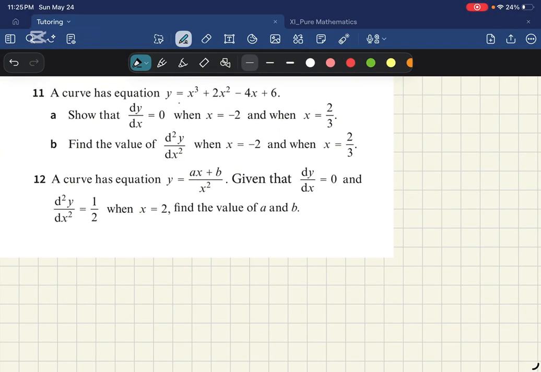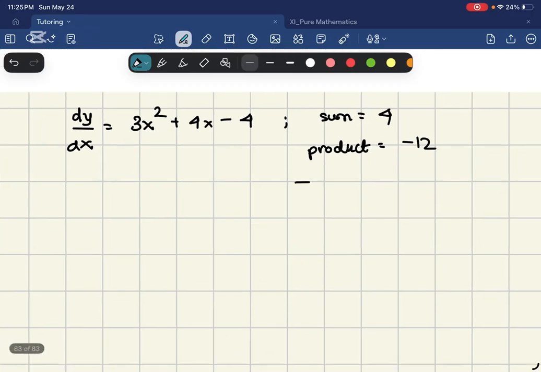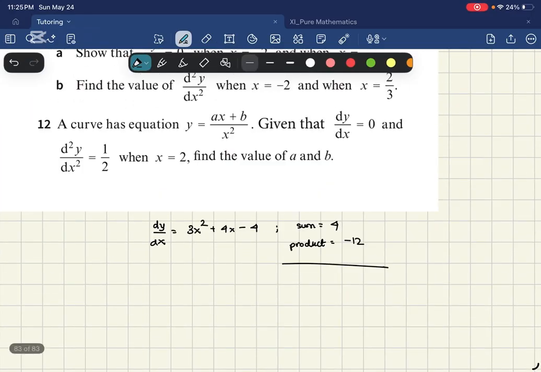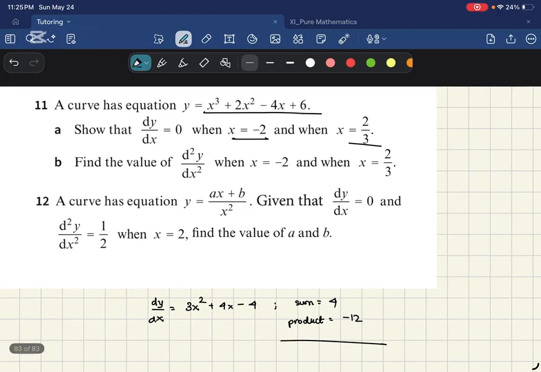Question 11. So a curve has this equation. So show that dy by dx is 0 at these values. So find dy by dx first. You differentiate this. When you differentiate, you are going to get 3x squared plus 4x minus 4. Right? And now let's find the sum and product. Let's just factorize this. The sum is 4. The product is minus 12, right? And when you use the sum, now why am I using the sum and product? Well, I know that I have two clean numbers, right? It's already given to me in the question that two clean numbers are going to be the zeros. So it makes sense that I'm going to use sum and product rule.